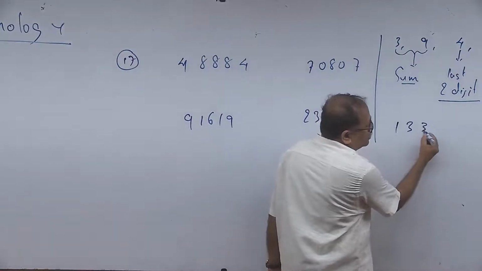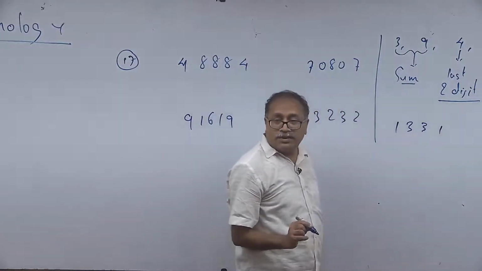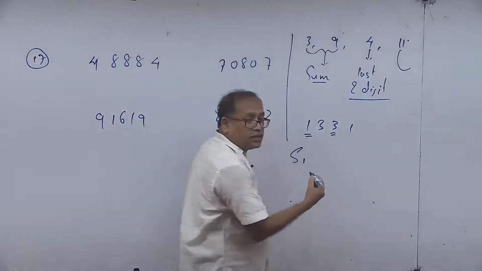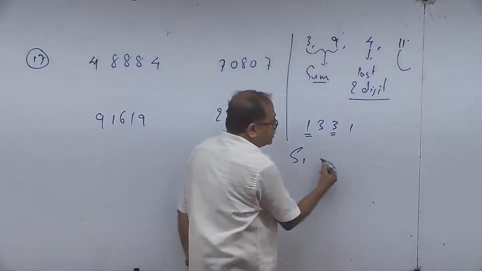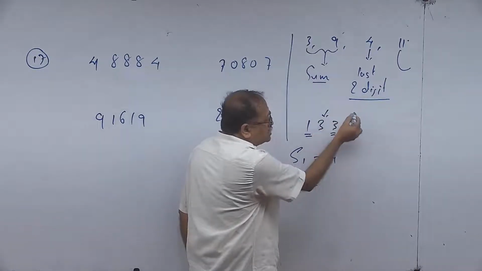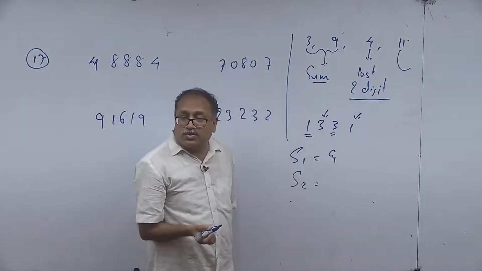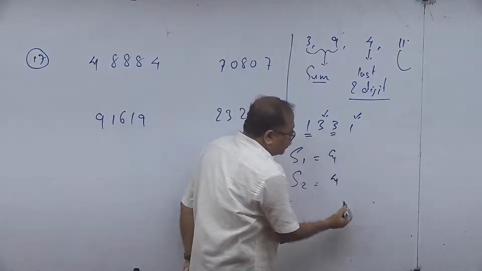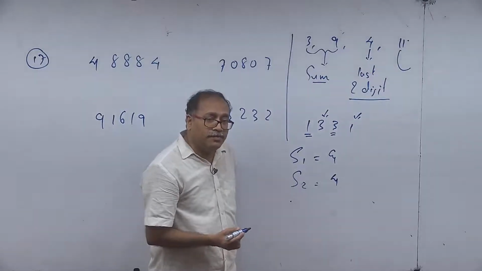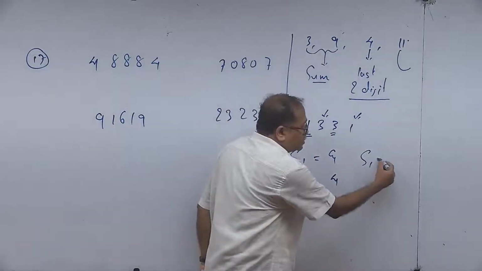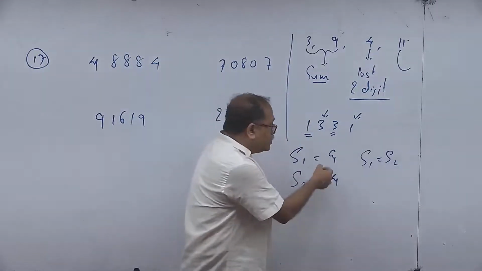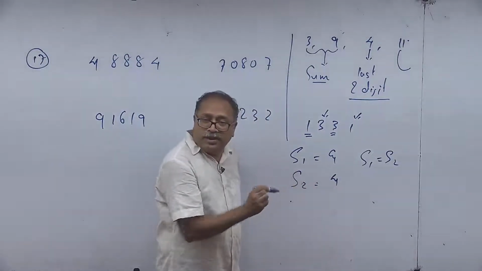Look at this one, 1, 3, 3, 1, that is 11 cube. So what is S1? Sum 1: the odd placed digits' sum. 1 plus 3 is 4. And what is S2? The even placed digits' sum is S2. So here 3 plus 1 is 4. As S1 is equal to S2, the number will be divisible by 11. So the very first case is, if S1 is equal to S2, the number is divisible by 11. And in the other case, if the difference between S1 and S2 is divisible by 11.